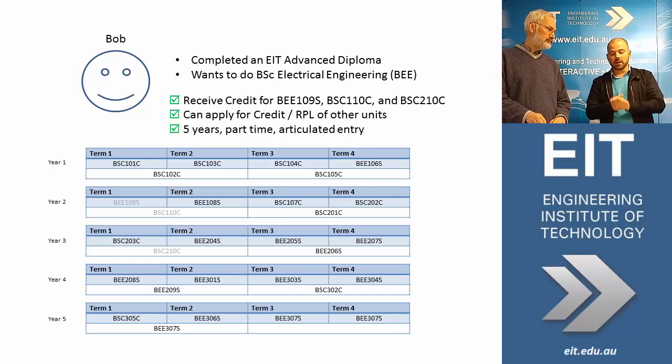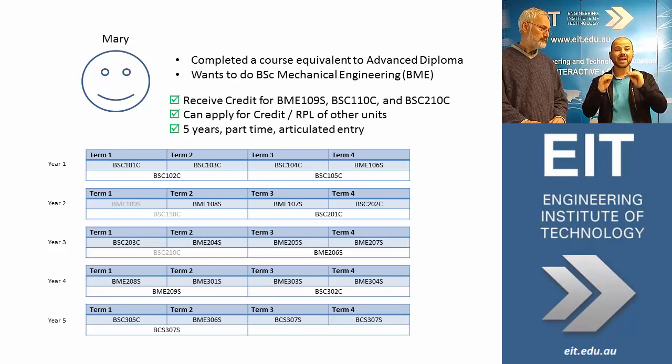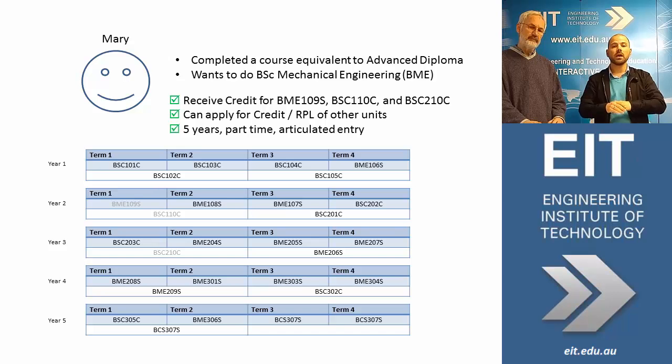Now, the other example on the slide there is for Mary. Now, she's completed a non-EIT Advanced Diploma level. And once again, it has to be at that Advanced Diploma level. Mary applies for it using the application form. We then, at the admissions committee level, assess and see that she gets entry into the course for mechanical engineering. She gets credit for the 3 units mentioned earlier as well, and she can apply for RPL or credit for some of the other units within the bachelor program as well, similar to someone who's done an EIT Advanced Diploma. The study duration would be 5 years part-time for Mary as well.